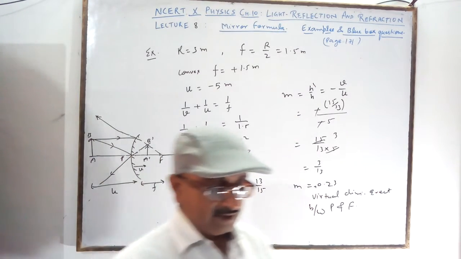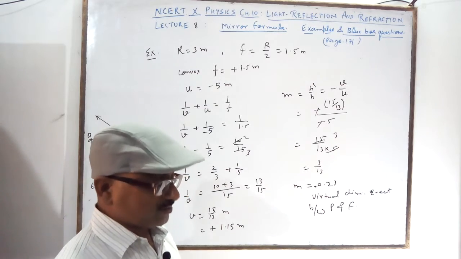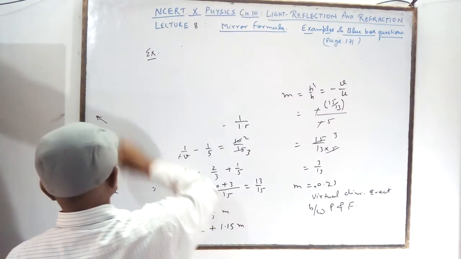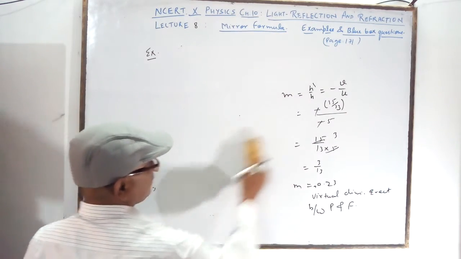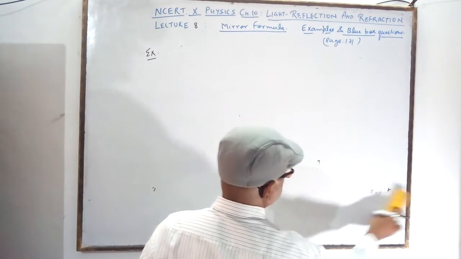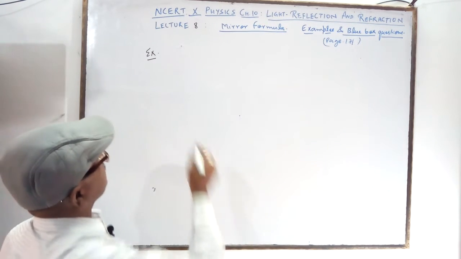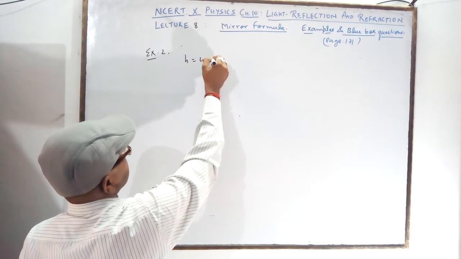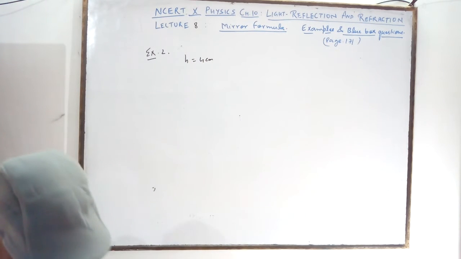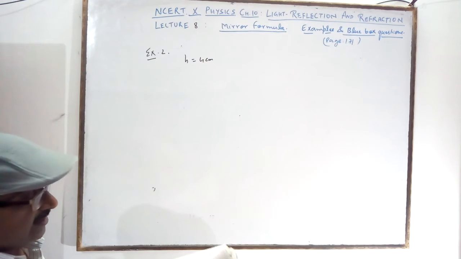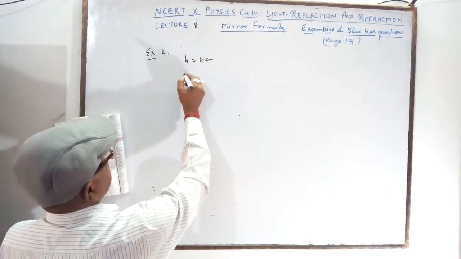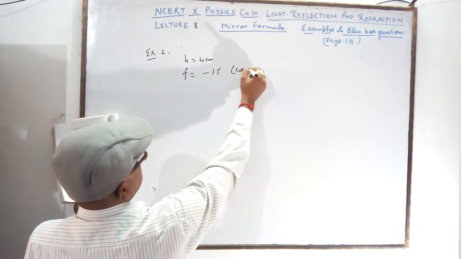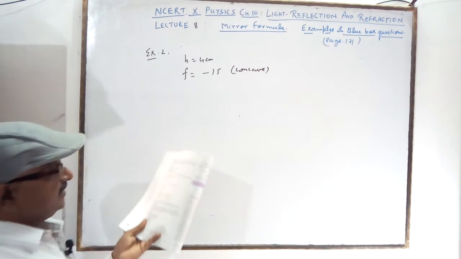Next question is given. Example number 10.2. An object is 4 centimeter in size. An object is given, Example 2 of your NCERT. An object is given 4 centimeter in height. What is given? 4 centimeter. H is given 4 centimeter, positive. In front of a concave mirror of focal length 15 centimeter. Concave means minus 15. Concave focal length is always negative.